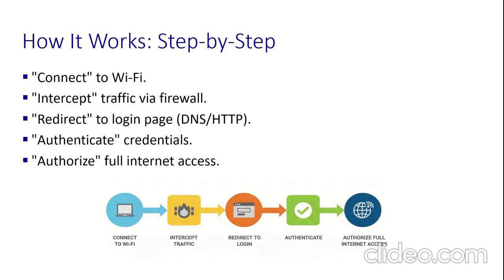So here is a step-by-step rundown of the process. Step number 1, connect to the Wi-Fi. Step number 2, the controller intercepts the traffic. In our case, the controller is the Ruckus controller. Step number 3, DNS and HTTP requests are redirected to the login page. Step number 4, we are asked to enter the credentials. Step number 5, after validation, we are authorized to access the internet.